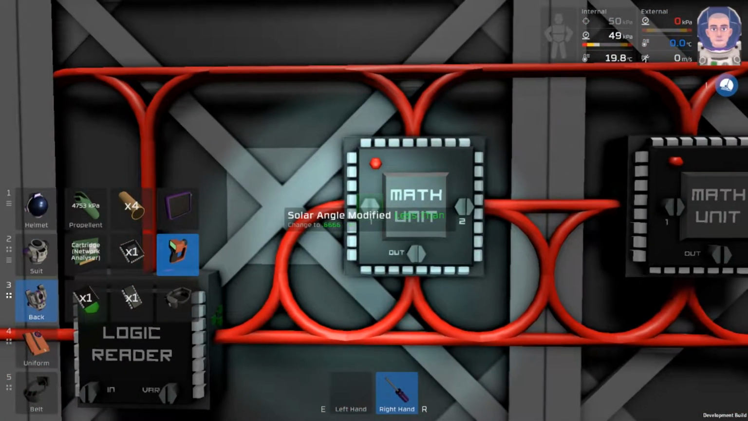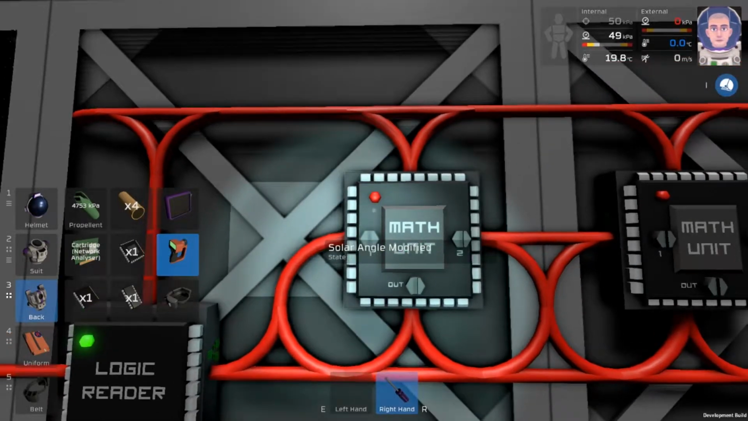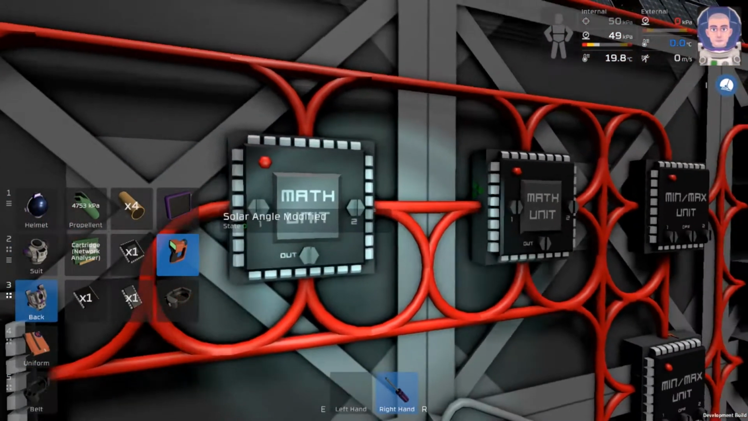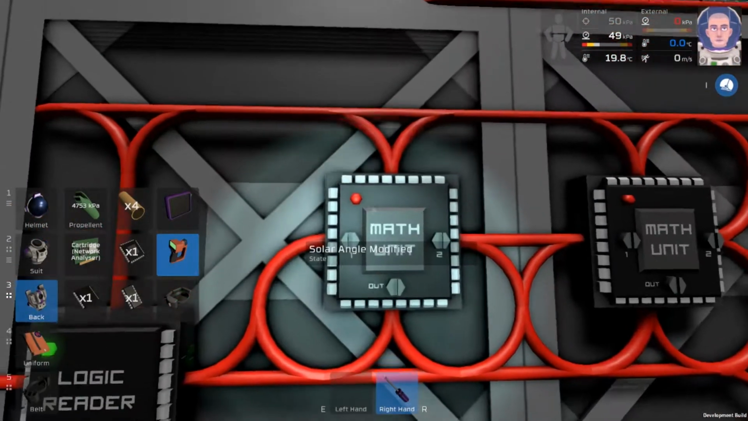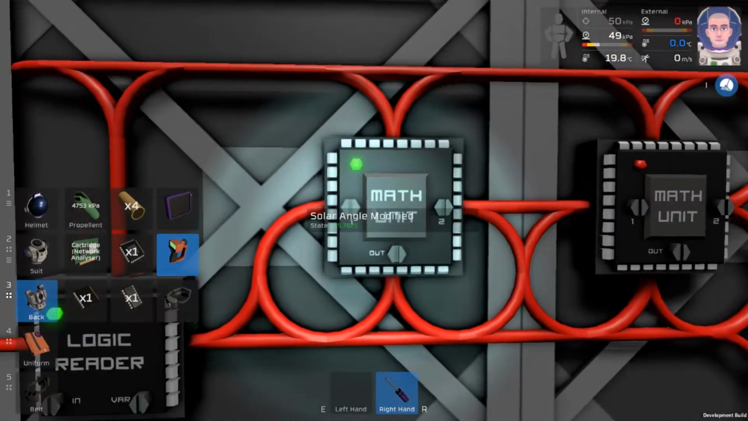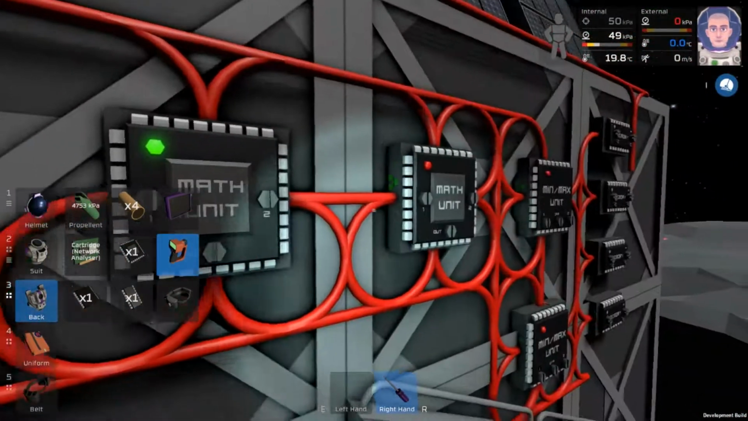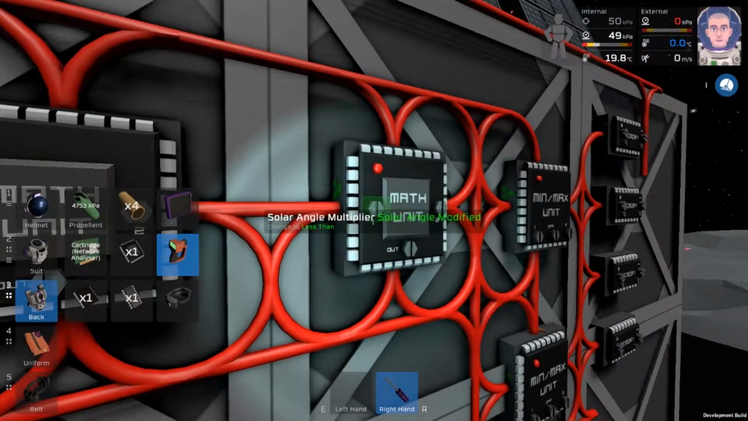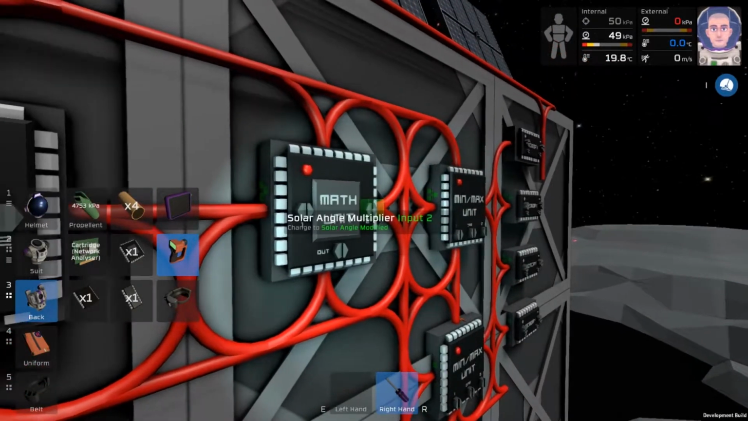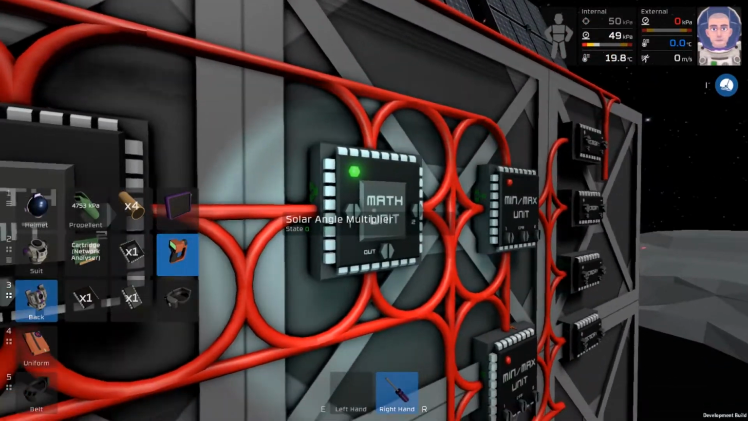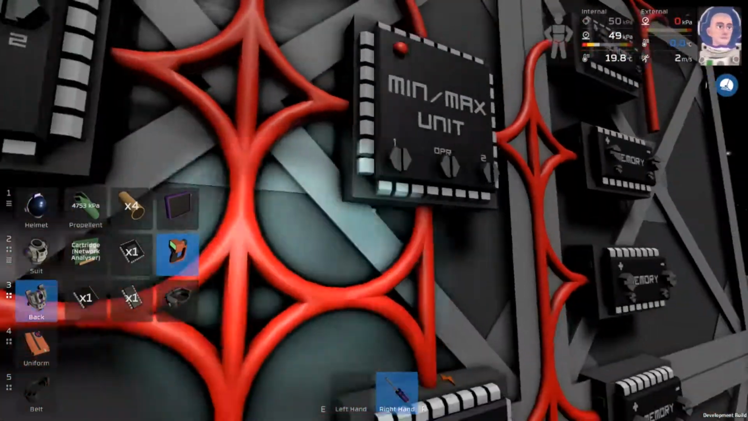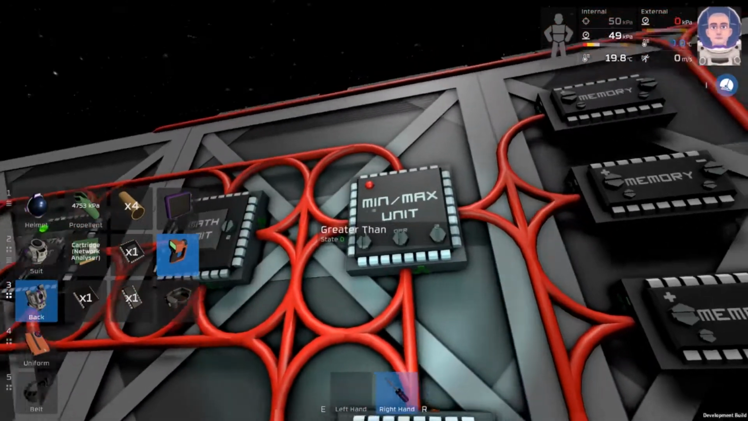So let's see, this is our logic reader. We didn't change its name. And we're going to add negative 15, okay? So that's going to give us whatever, minus 15. So 120 minus 15. Over here, we're going to take our solar angle modified and 0.6666, and we're going to multiply those, right? And that's going to give us two-thirds of our number.